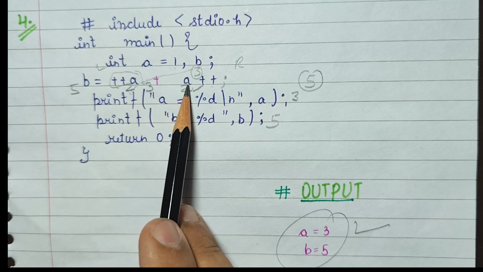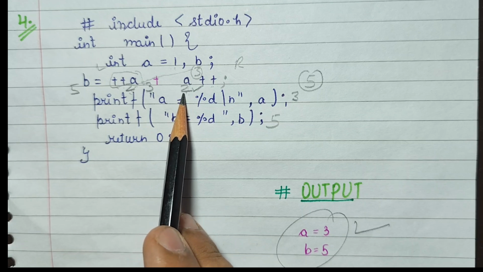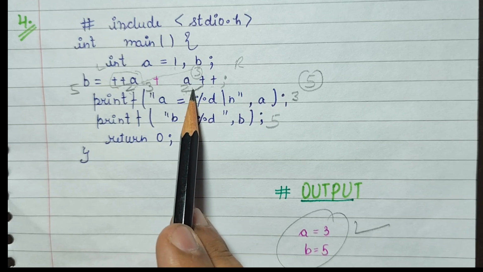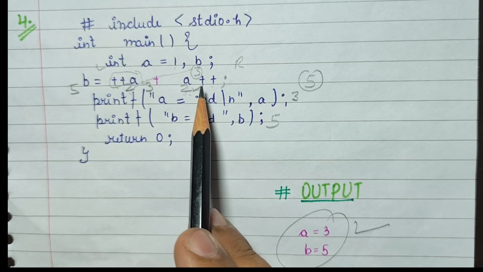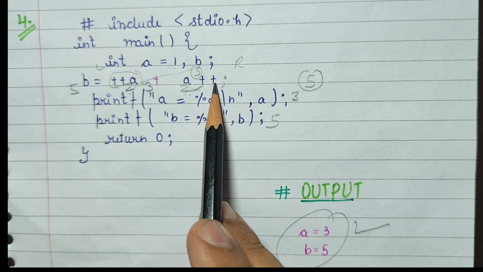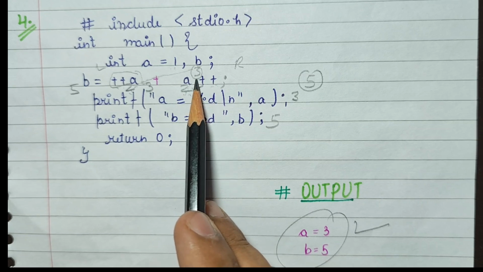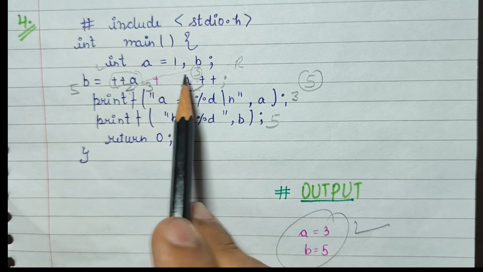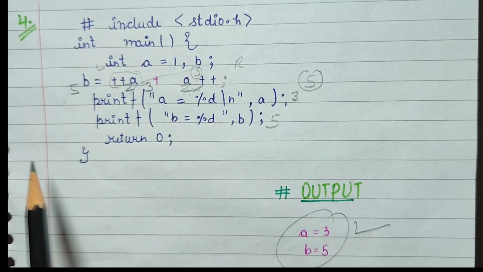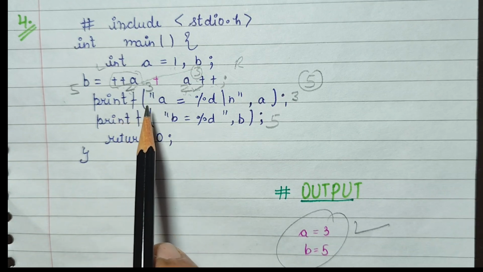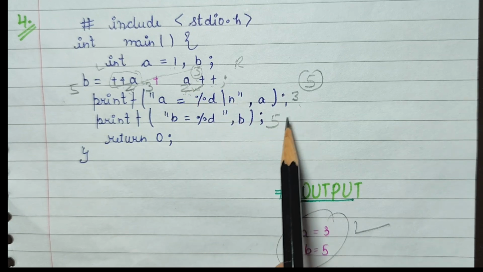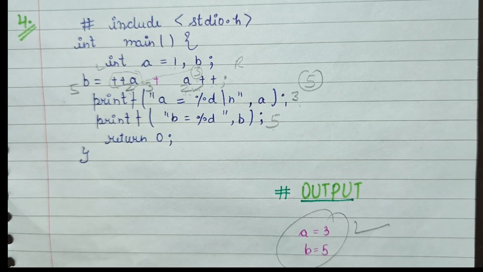After this control goes here, this one is the post increment. So first the value 2 is assigned here, but this one is the final value, so that's why I mark it right here. After this the increment operator is evaluated, 2 plus 1 becomes 3. Okay, so I hope after this 3 plus 2 becomes 5. And the last value of a is also 3, so 3 and 5 is displayed as output.